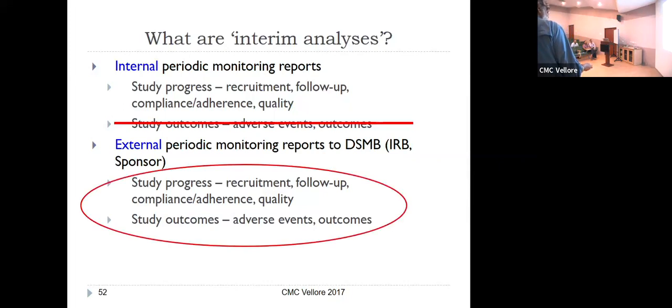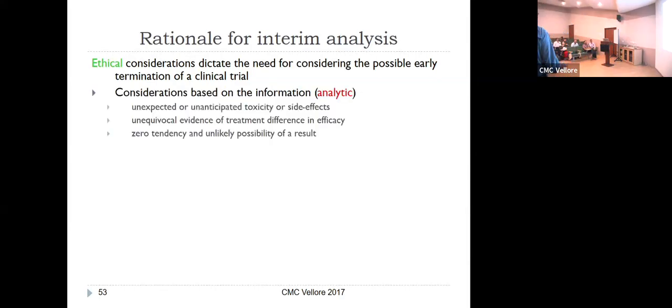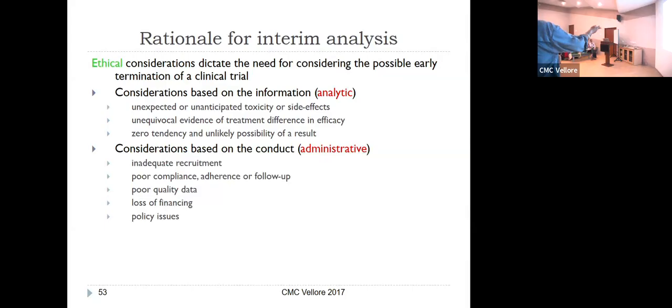So this is the important thing that these people do. I've mentioned the rationale: there are multiple reasons why a study could be stopped early. There are statistical reasons, because we can analyze this. We can look at unexpected or unanticipated toxicity or side effects, or you've already shown efficacy, or there is zero tendency and unlikely possibility of a conclusive result at the end. That's futility. Or you may be stopped for sloppiness.